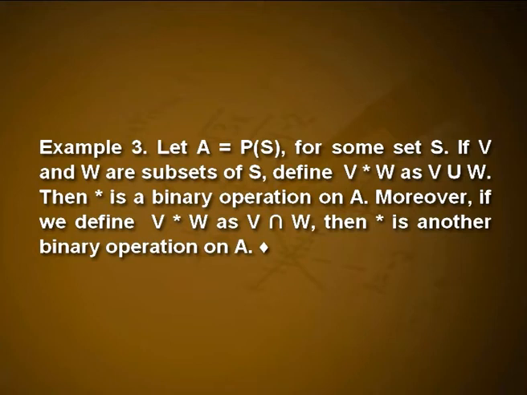Example 3. Let A be the power set of set S for some set S. If V and W are subsets of S, define V star W as V union W. Then star is a binary operation on A. Moreover, if we define V star W as V intersection W, then star is another binary operation on A. As example 3 shows, it is possible to define many binary operations on the same set.